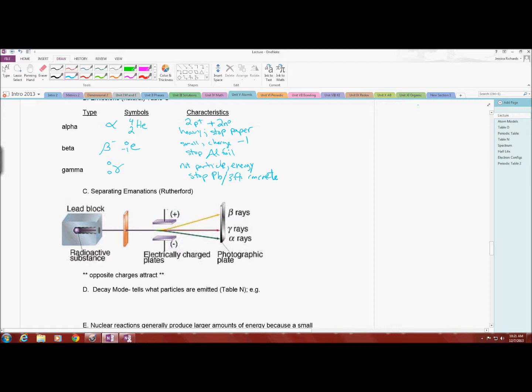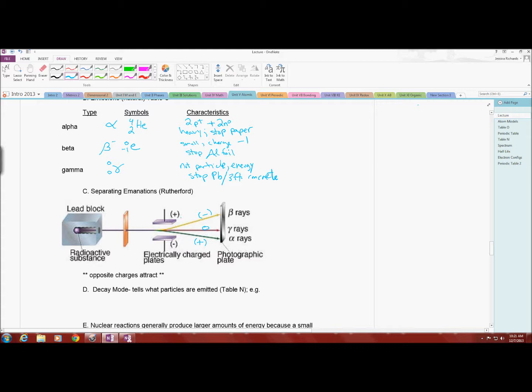So he used a lot of electromagnetic fields, which will build up charges, and we know that opposite charges attract and like charges repel. So this yellow beam is getting bent up towards the positive plate, so that tells us the yellow beam must have a negative charge. This green beam is getting pulled towards the negative plate, so we know the green beam must have a positive charge. And then, of course, this red one must be neutral.